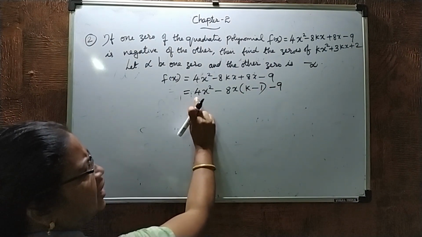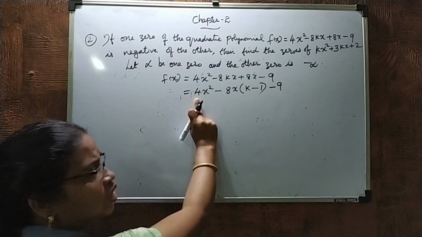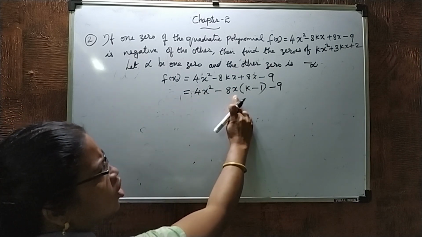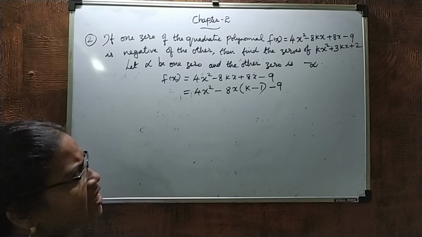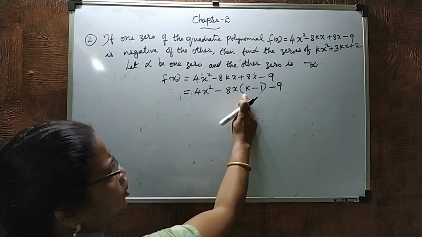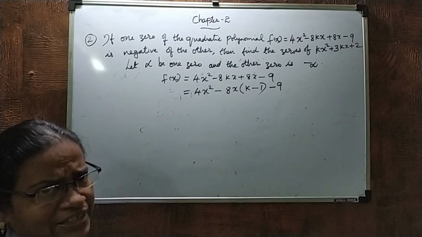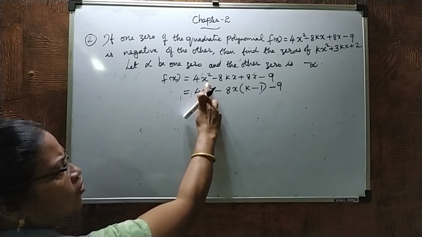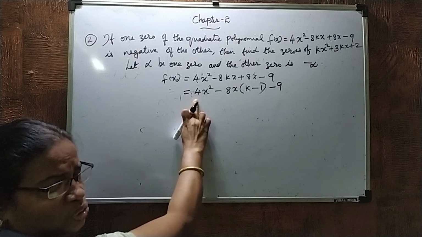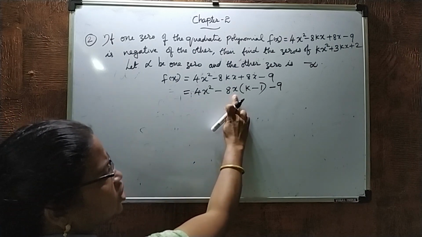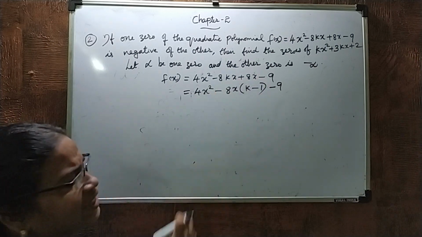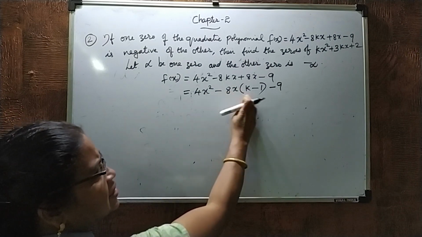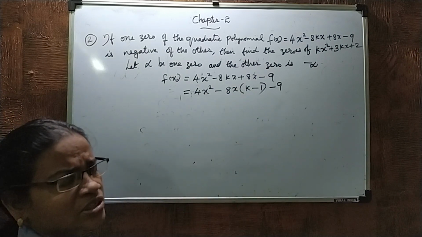So the meaning is what? Here a is equal to 4. The coefficient of x² is 4. What is the coefficient of x then? It is negative 8 into (k minus 1). You have to avoid that x, then only will we get the coefficient. Avoid this x²: the coefficient of x² means the number with x², which is 4. The coefficient of x means the number with x, with the sign, you have to write.